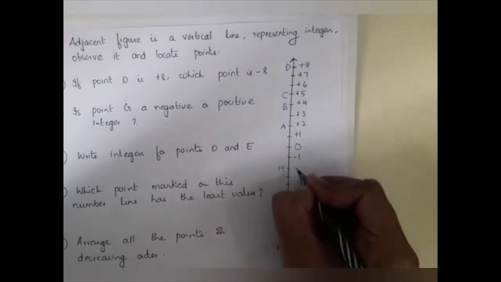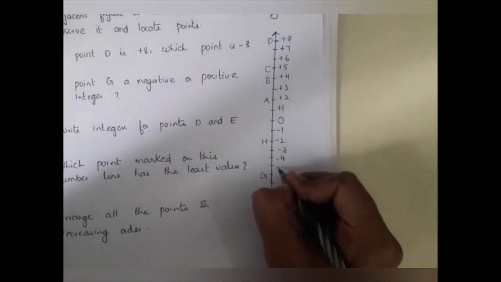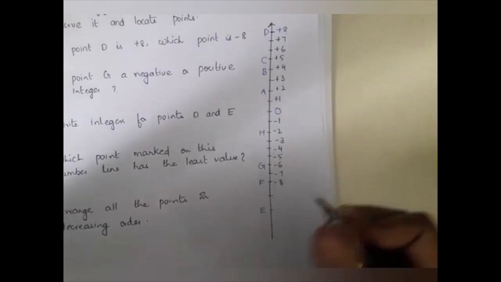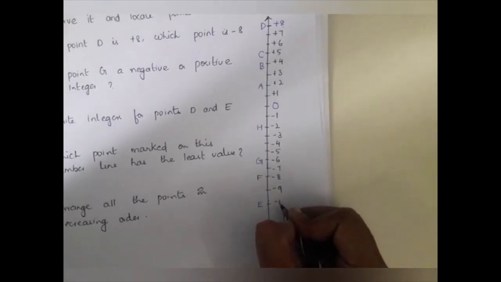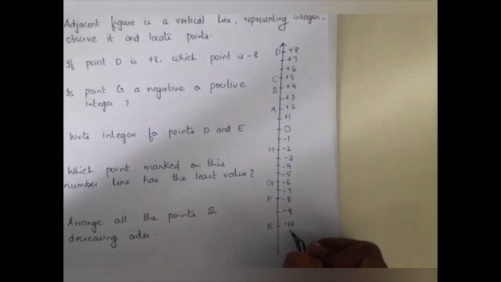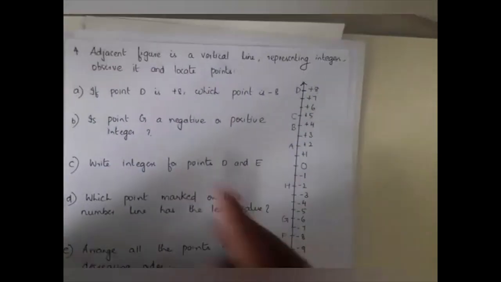0, minus 1, minus 2, minus 3, minus 4, minus 5, minus 6, minus 7, minus 8, minus 9, minus 10. So negative integers were marked up to minus 10. So starting from positive 8 to negative 10. So now we'll mark all the questions properly.